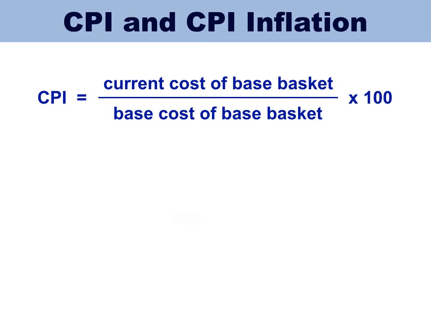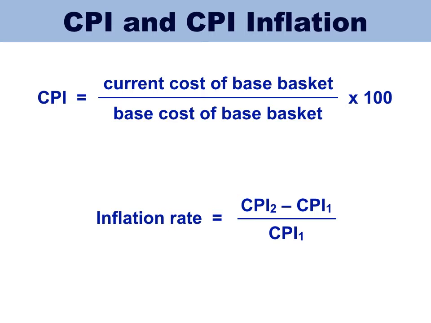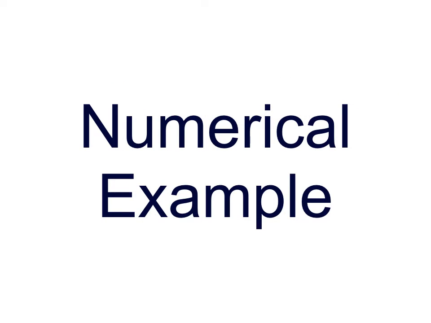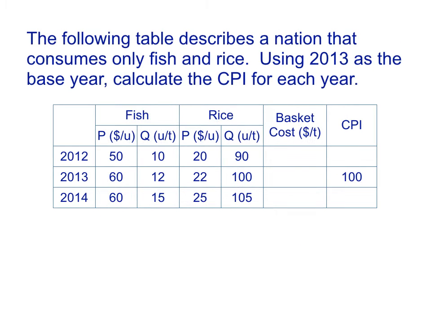So let's take a look at our calculation here. These are the formulas that we're going to be using, and we will use them in a numerical example. So here we're given our basket, which in this case is going to include fish and rice, and I am saying that 2013 is the base year. When I see that 2013 is the base year, I like to identify my basket. So this is the basket that I'm going to use every single year.